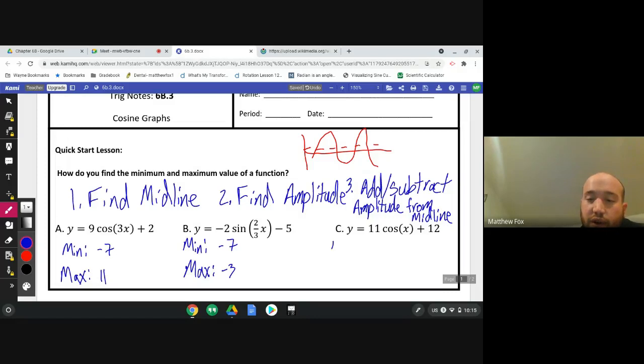Now this final one, for our minimum and maximum, first we find our midline. So midline is 12. 12 plus 11 is 23. That's our max. 12 minus 11 gives us 1. That's our min.